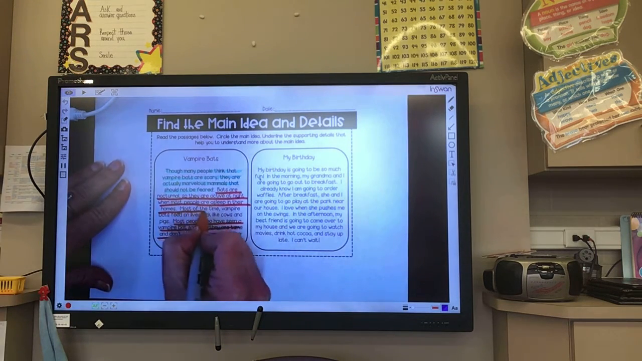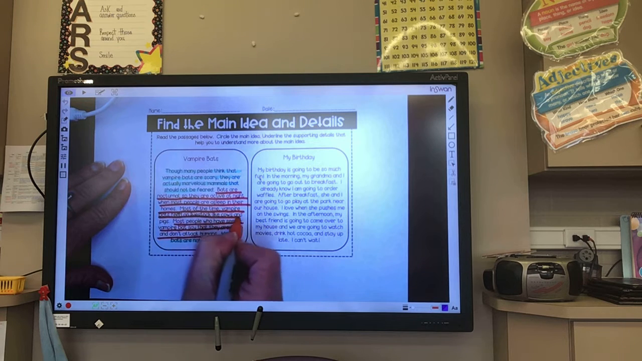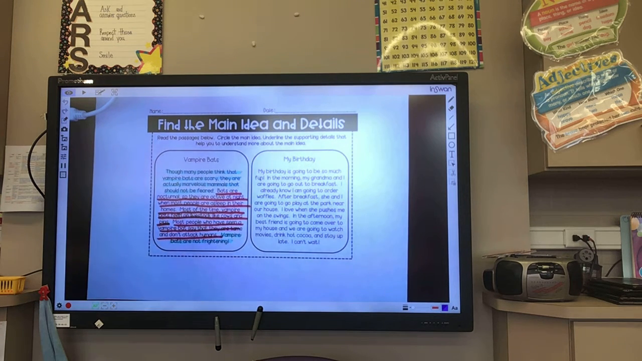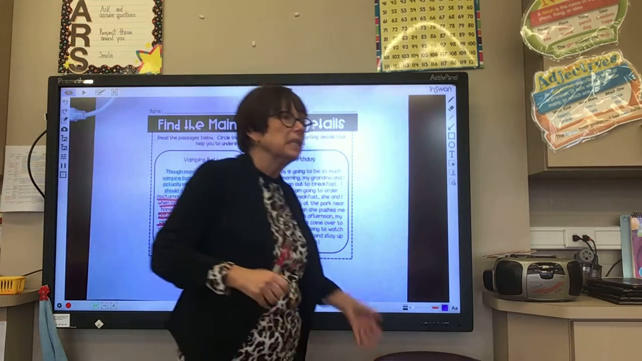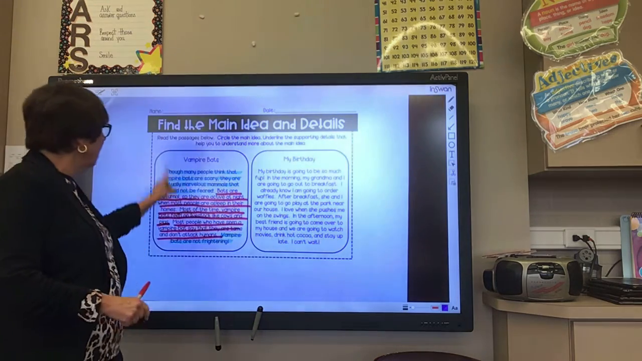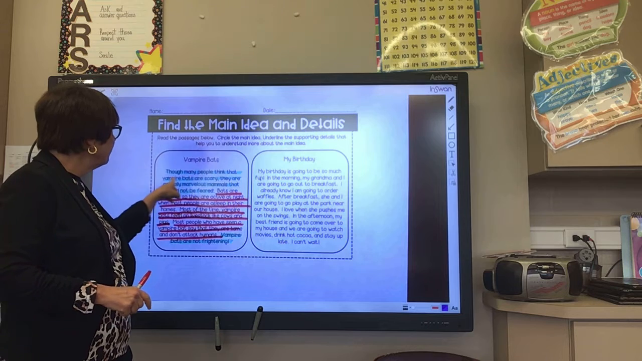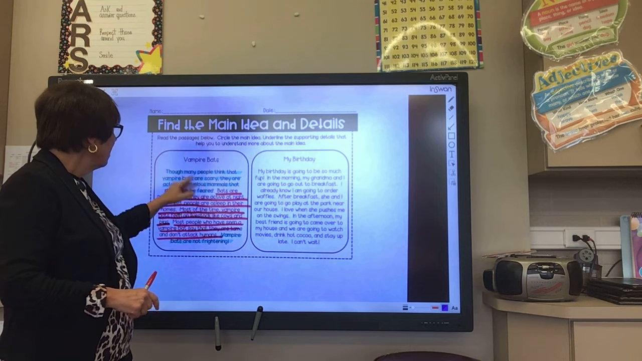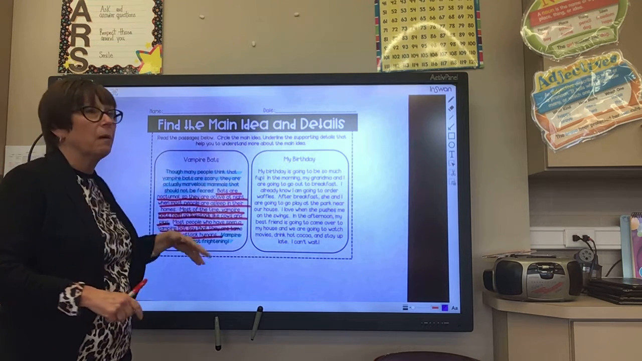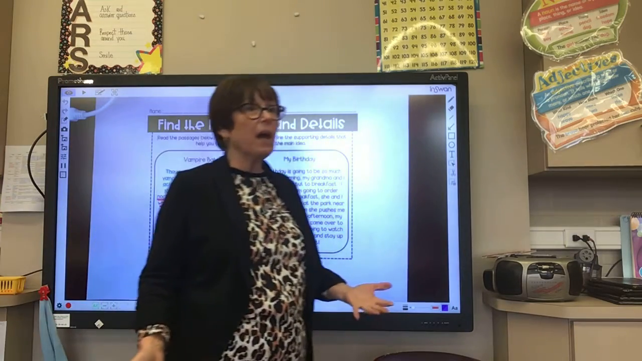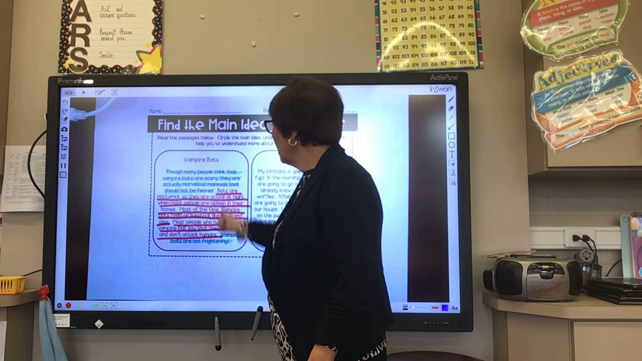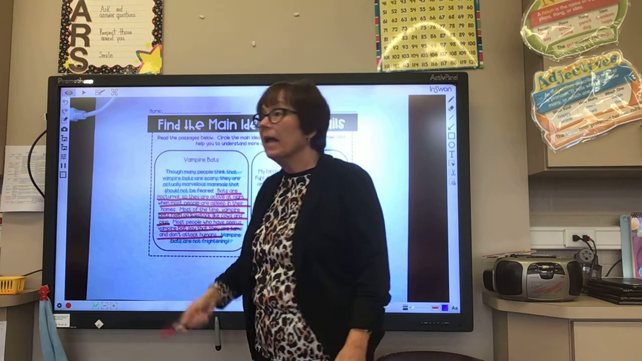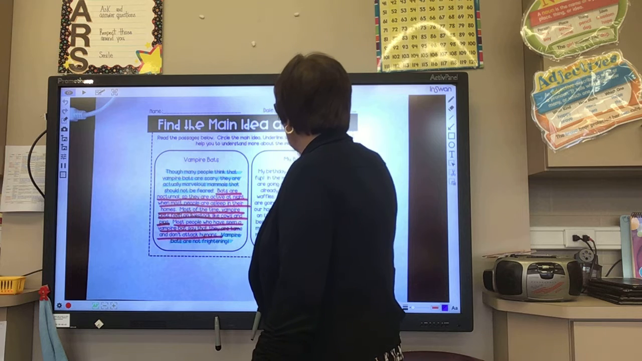So let's underline that. It's like the rest of the passage. It is the rest of the passage. So that whole passage, the whole passage. It is the whole passage because everything, boys and girls, is supporting that main idea. All these sentences go with this main idea about vampire bats. These are all supporting that because it's about vampire bats, so all the other sentences are telling us about vampire bats. Very good.